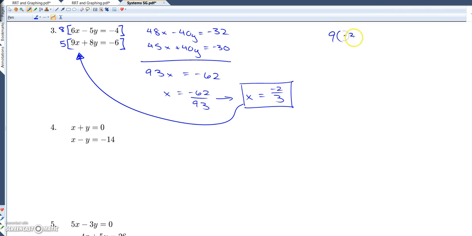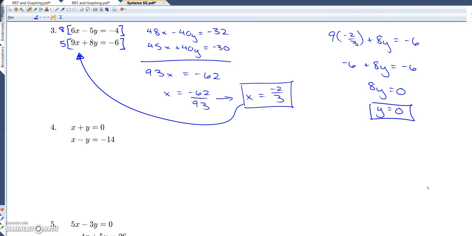9 times negative 2/3 plus 8y equals negative 6. Negative 6 plus 8y equals negative 6. Add 6 to both sides. 8y equals 0. That does not mean you get no solution. Y'all need to get that through your skulls right now. Just because it says 0 on the other side does not mean no solution. 0 is a number. 0 is an acceptable answer. We have x and y. We're done with that problem.